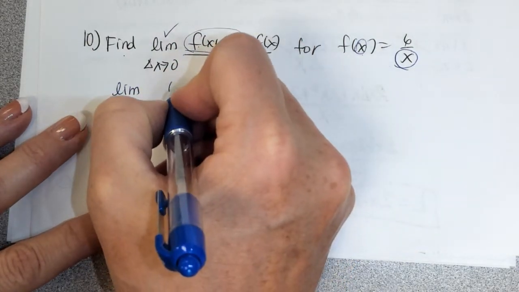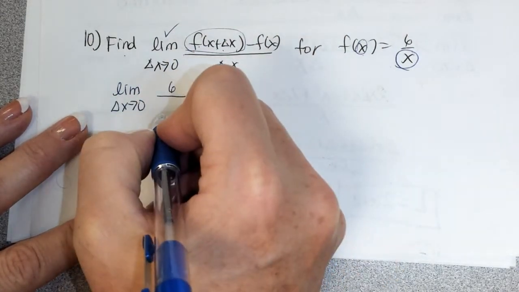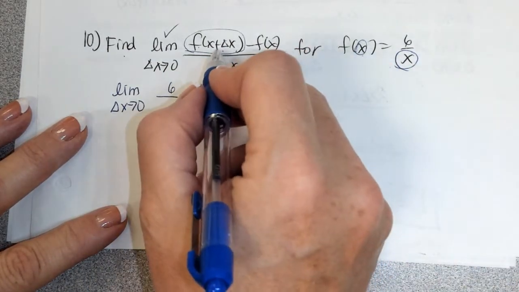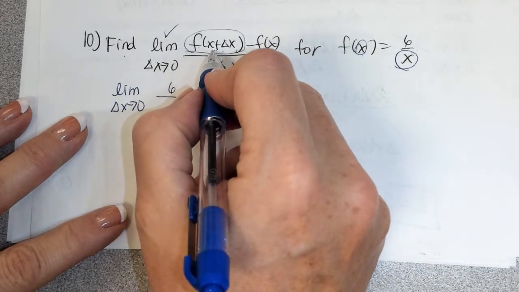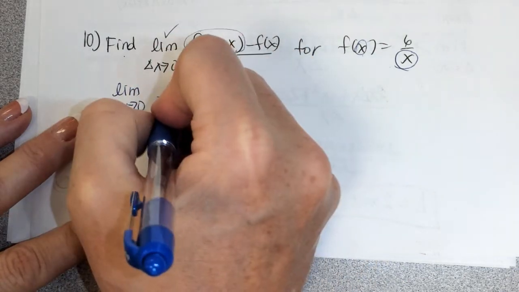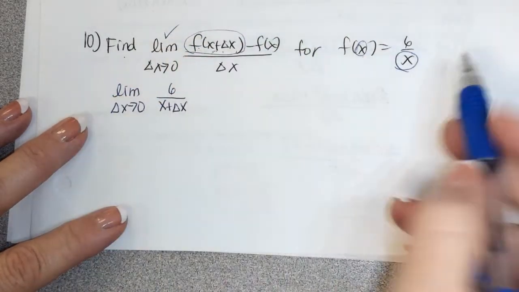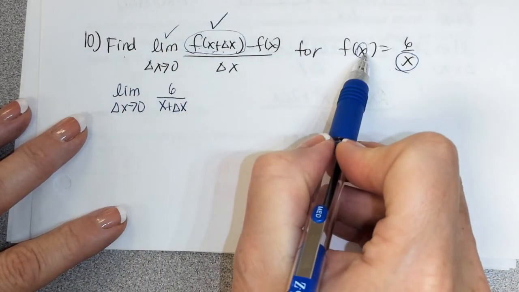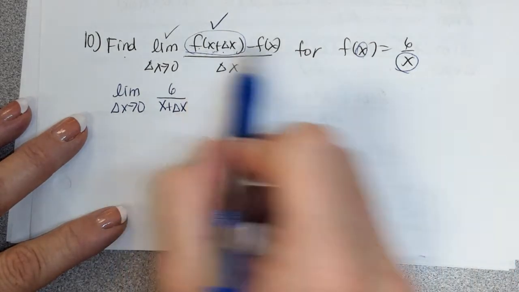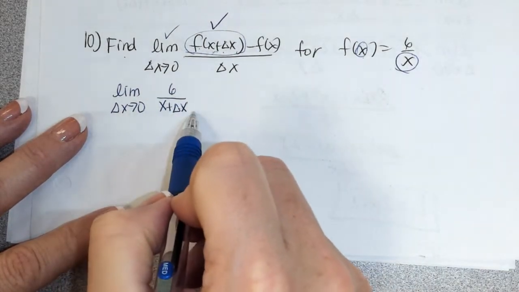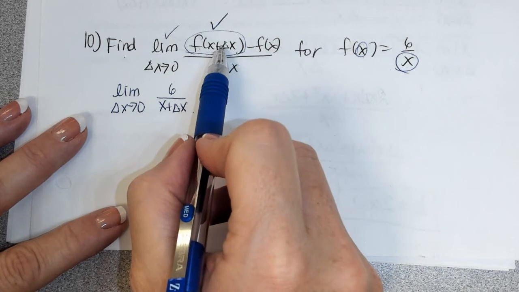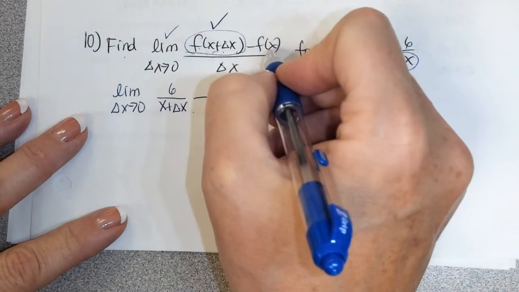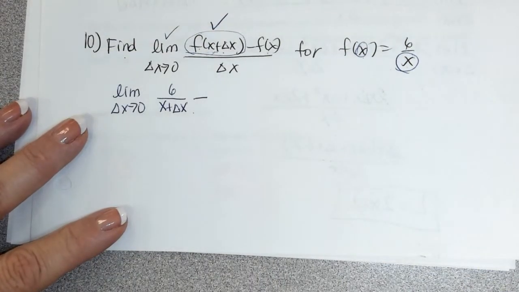So what's it going to be then? This is going to be just 6 over what? What am I replacing x with? Not just delta x. X plus delta x. That's what this is right here. Wherever I have the x, replace it with x plus delta x. So I did this part now. Now I have to put minus f of x.